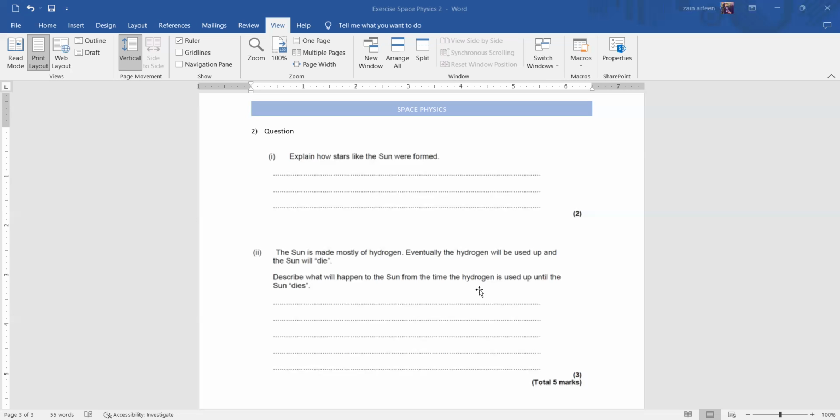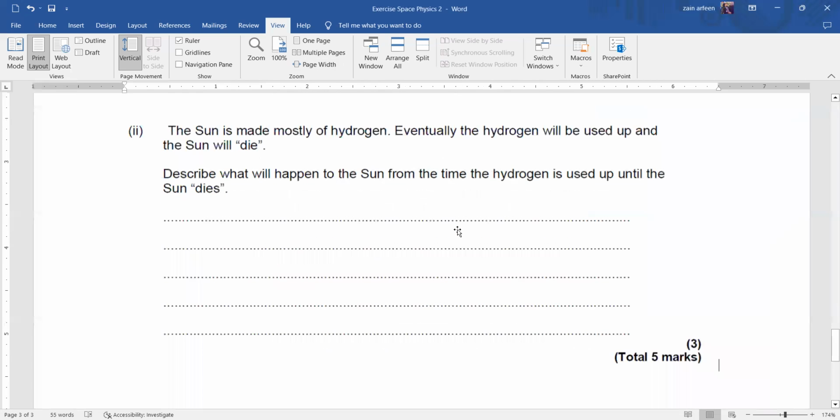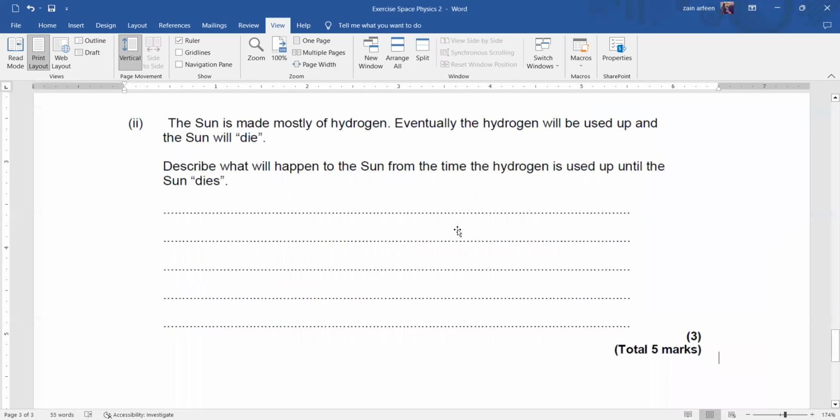The second one: what will happen? The sun is made from mostly hydrogen. Eventually, the hydrogen will be used up and the sun will die. Describe what happened to the sun from the time hydrogen is used up until the sun dies. So what will happen? Initially, as the amount of hydrogen decreases, the fusion will also decrease. As a result, what will happen?